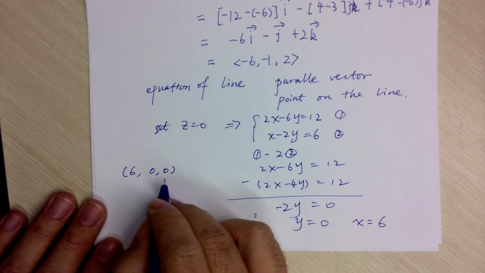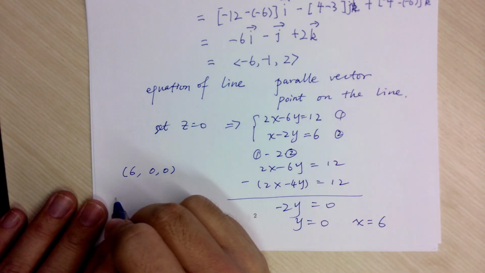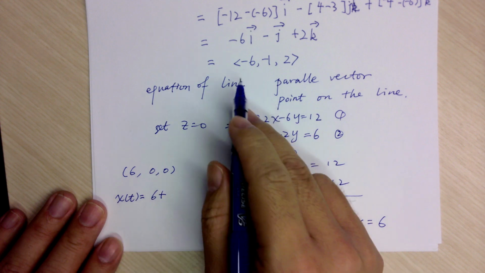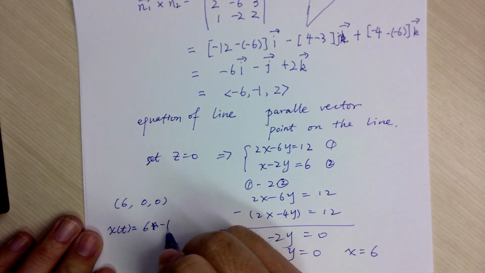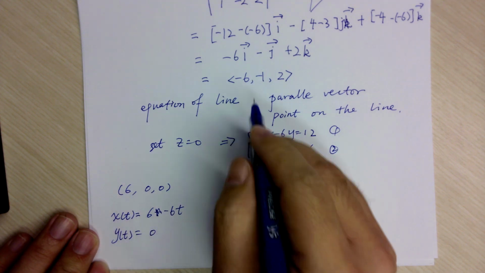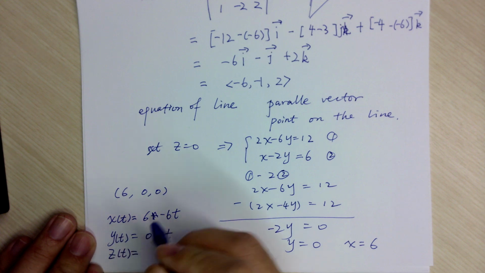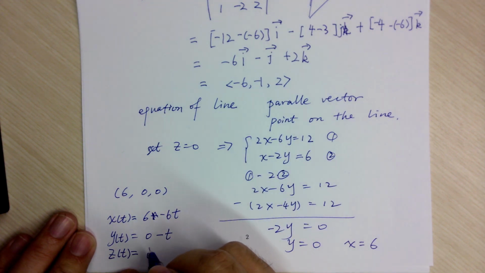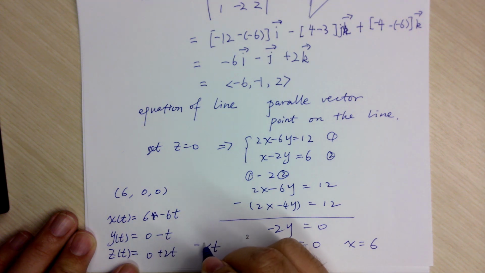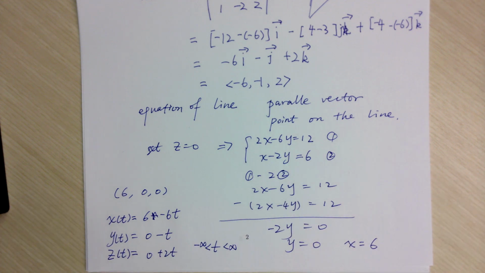So now we have a point, and we have a parallel vector. So the parametric equations are: x(t) equals 6 minus 6t, y(t) becomes 0 minus t, z(t) becomes 0 plus 2t, and t is from negative infinity to positive infinity. So we finished this problem.